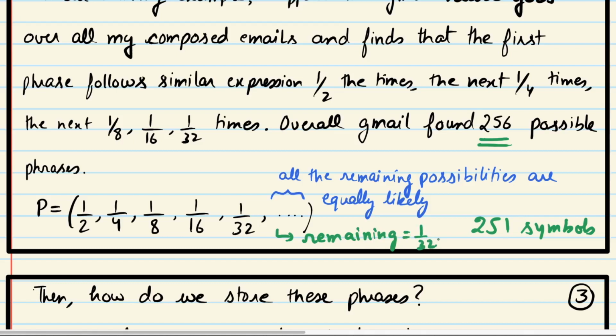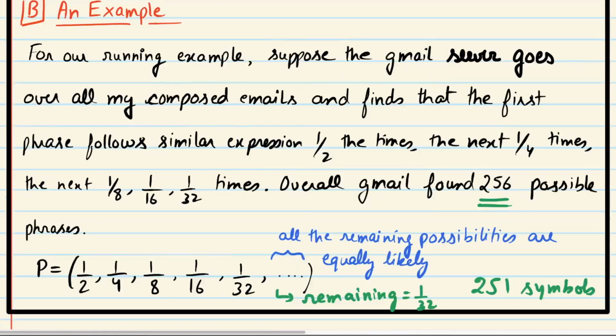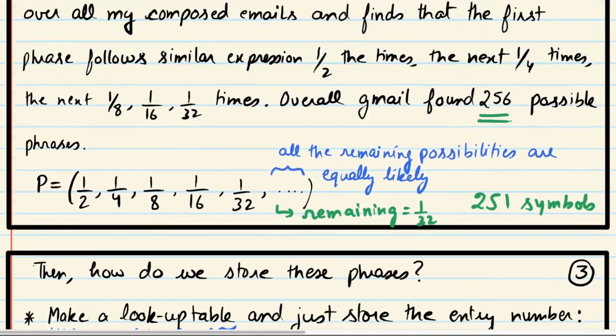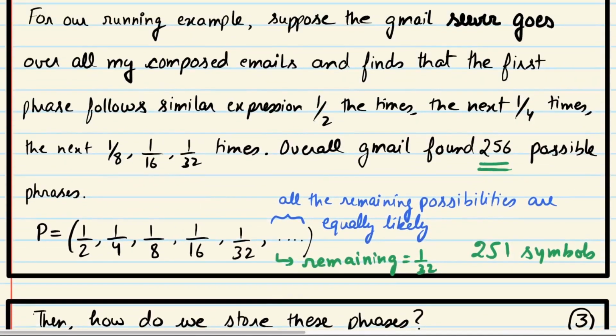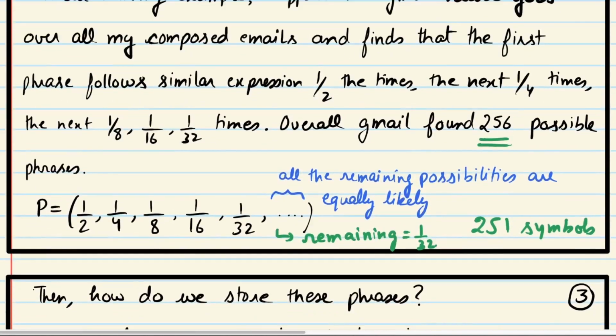Because probabilities sum to 1, you can check that this remaining probability is 1/32, and it's spread equally among the remaining 251 symbols. So these are all very unlikely in comparison to the first 5 symbols. Given that it already knows the likelihood of these phrases, how should Google store these phrases? And how should anyone store these phrases so that the number of bits used is as small as possible?